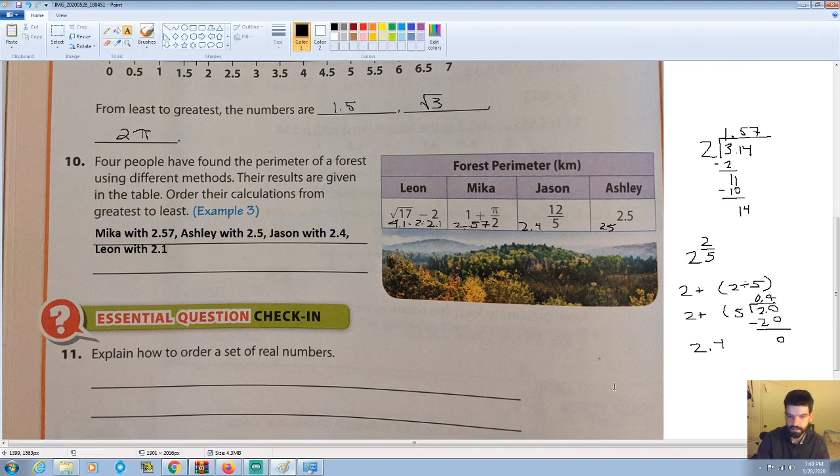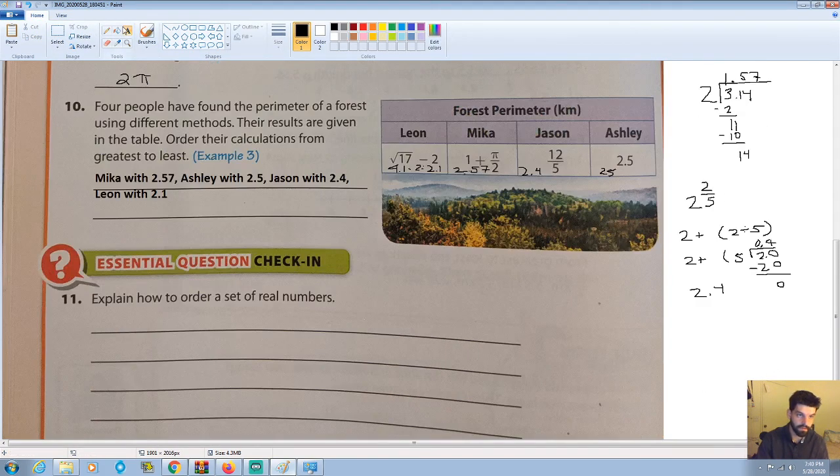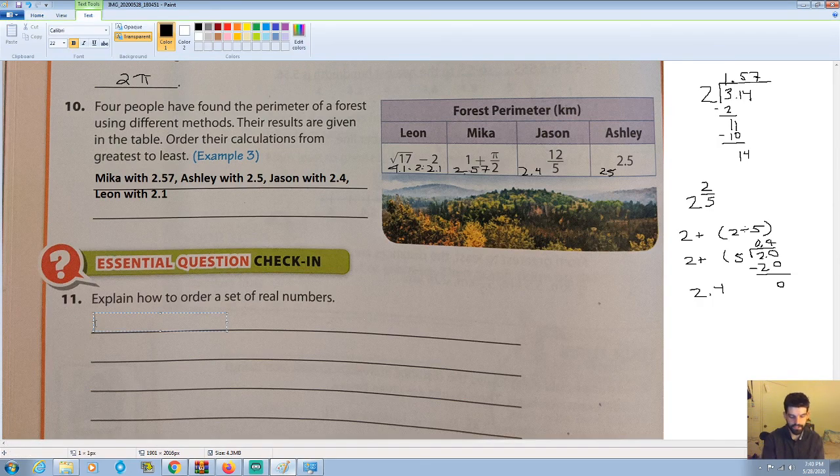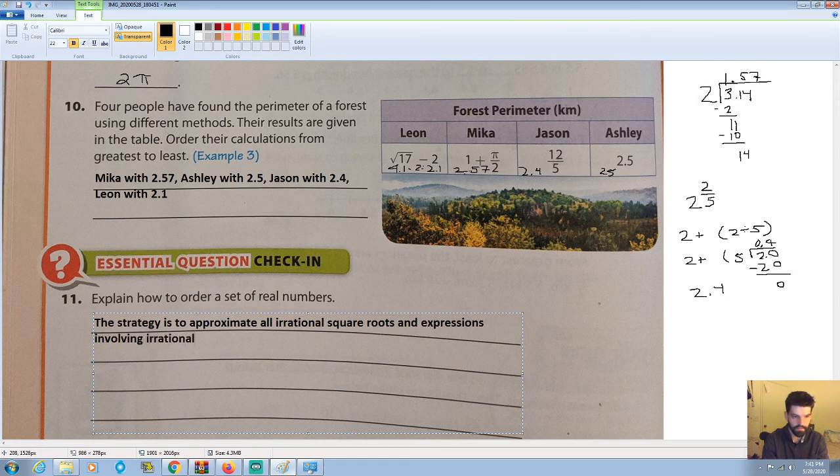So number 11 says, explain how to order a set of real numbers. So the strategy, let me make this up. I don't want to be too wordy here, but I do want to be thorough. So the strategy is to simplify all, to approximate all irrational square roots and expressions involving irrational numbers.